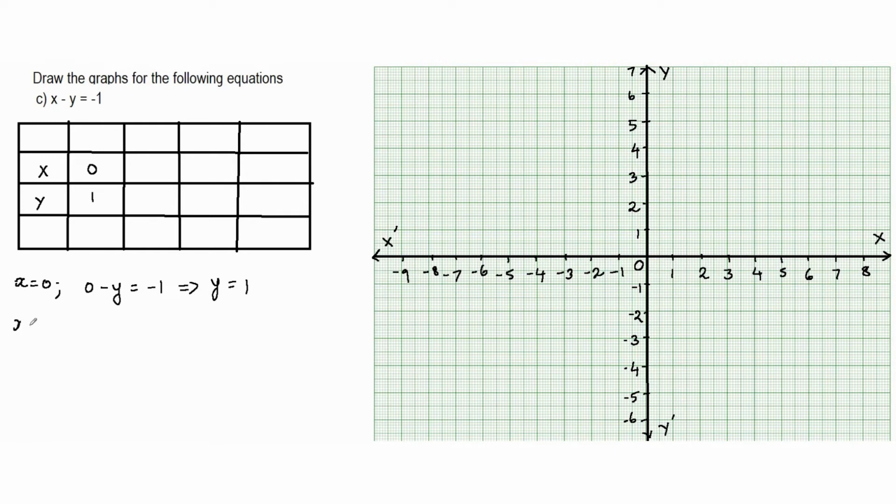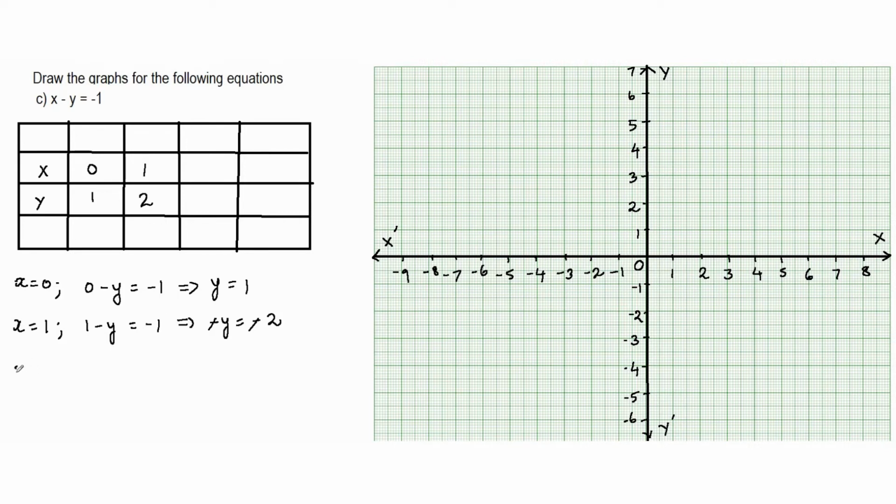Similarly, let us substitute x as 1. So when x is equal to 1, I can substitute 1 minus y equals minus 1, which means minus y is equal to minus 2, and hence the value of y is equal to 2. So when x is equal to 1, the value of y is 2.